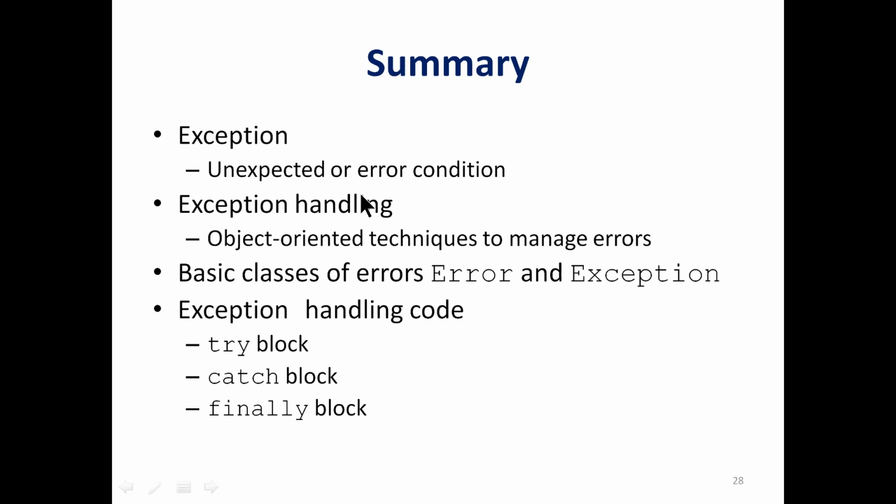So, summary: an exception is an unexpected or error condition. Exception handling is the object-oriented technique to manage this runtime problem. The basic classes of errors are Error and Exception. Error is for the language, Exception is for the runtime, and exception handling is the try block, catch block, and finally block. I hope you enjoyed the exception discussion, and we need to also do an exercise in our real life object-oriented program.